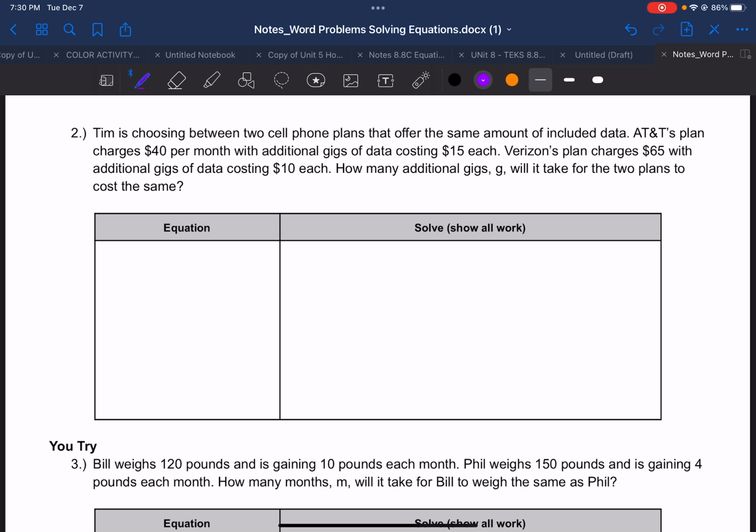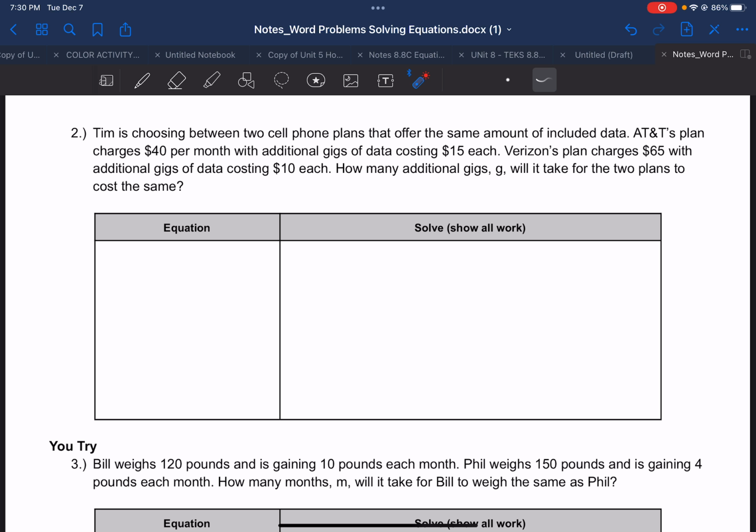All right, so the next one says, Tim is choosing between two cell phone plans that offer the same amount of included data. AT&T's plan charges $40 per month with additional gigs costing $15 each. And then the Verizon plan charges $65 with additional gigs at $10 each. How many gigs, G, will it take for the two plans to cost the same?